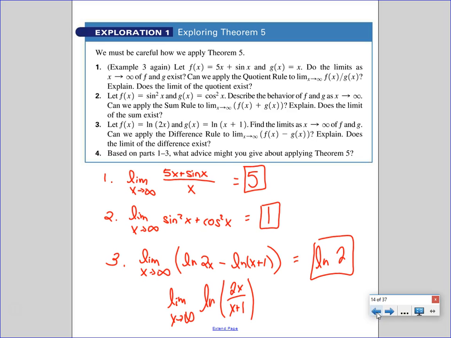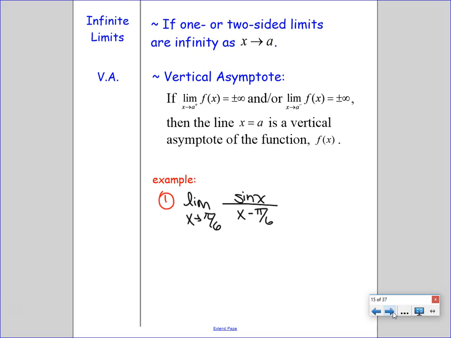Was that one kind of tricky, this one especially? No? I didn't have you convinced that it was 2? Not even for a second? Okay, infinite limits.